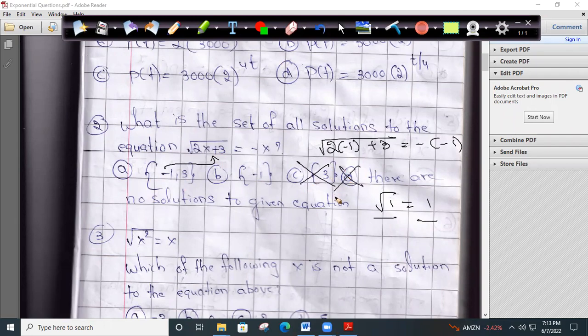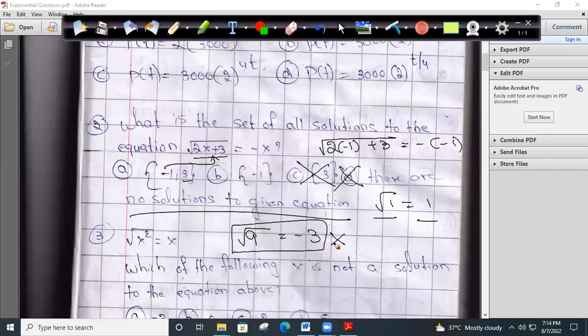So C and D are gone. These options say there are no solutions to the given equation. Rarely are they correct. Many students who don't solve try to mark D, but it can never be correct. So the answer should be either A or B. Now immediately let me plug in the value of 3. If I plug in 3, left hand side is 2 into 3, 6 plus 3 is 9, and the right hand side is -3. So square root of 9 is -3 is meaningless. Square root of 9 can never be a negative number, because square root of 9 is only positive.